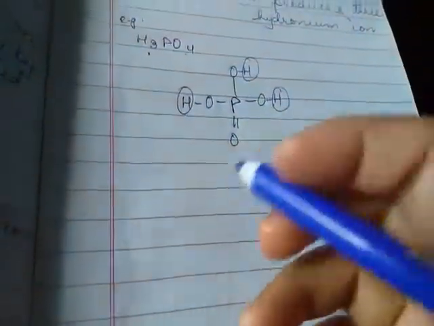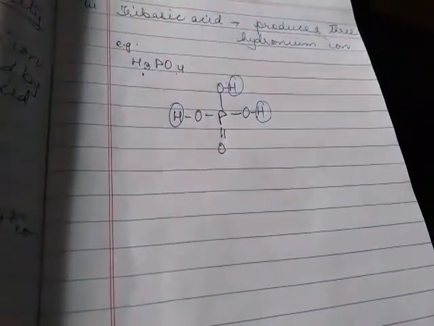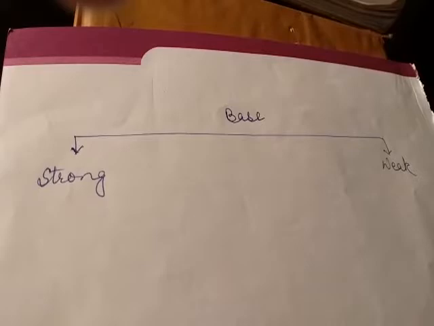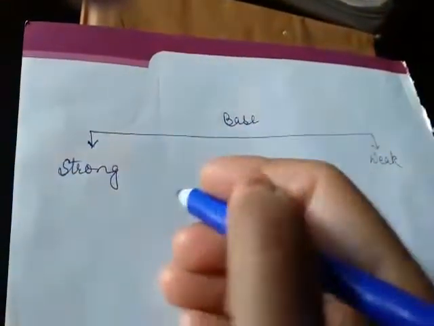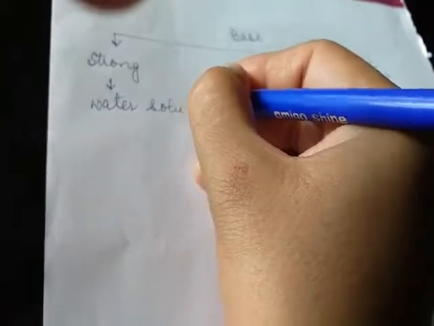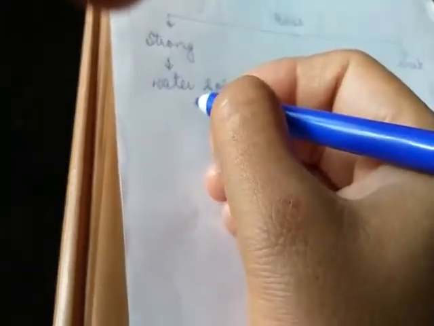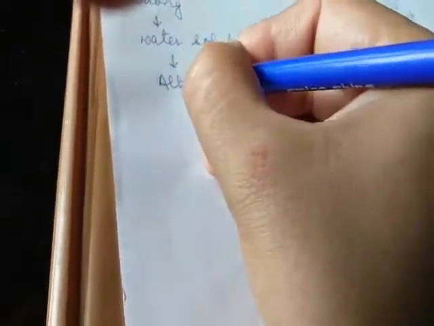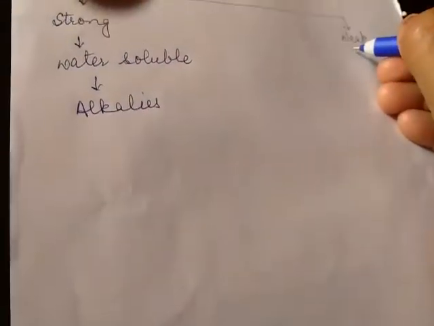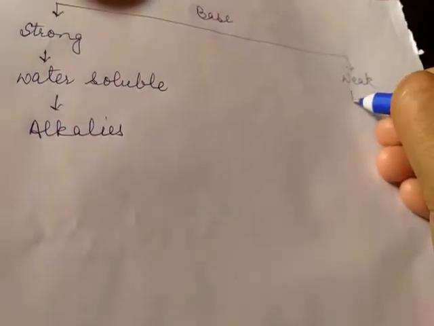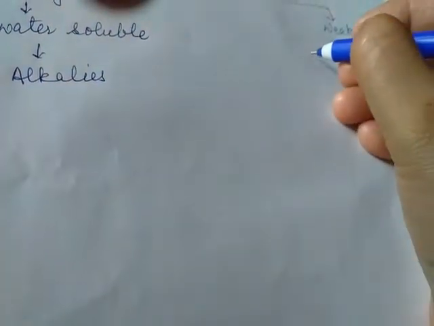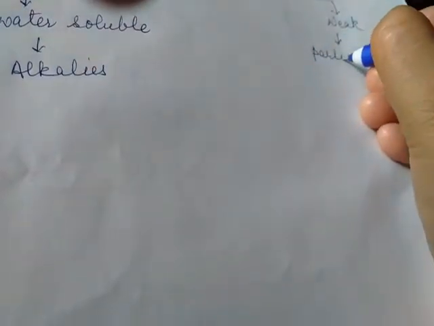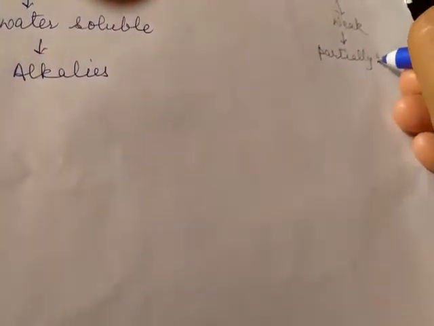Now let's start the classification of bases. Basically there are 2 types of bases, strong bases and weak bases. Strong bases are water soluble bases. The water soluble bases are called alkalis, and the other bases, other than alkalis, are partially soluble in water. These bases are weak bases, partially soluble bases.